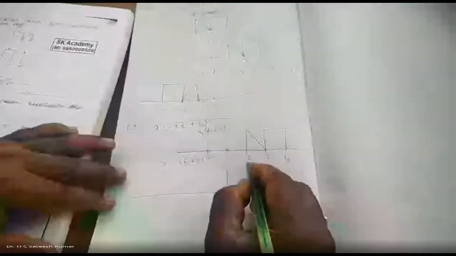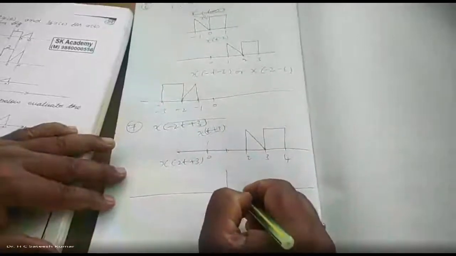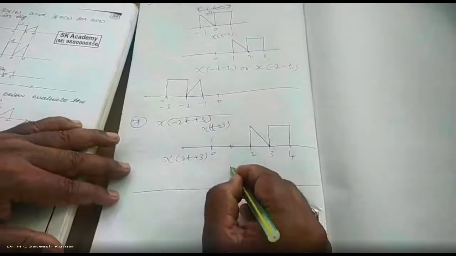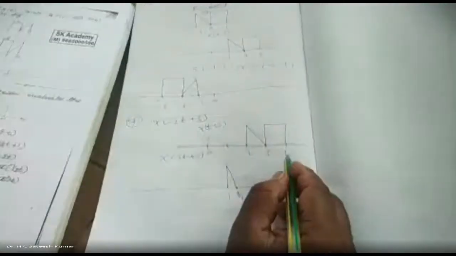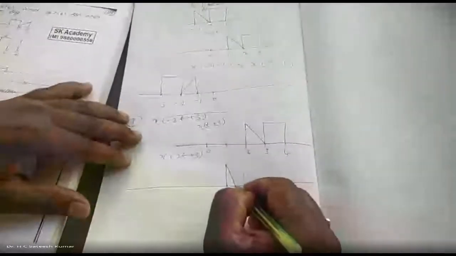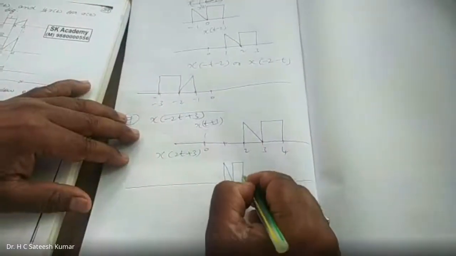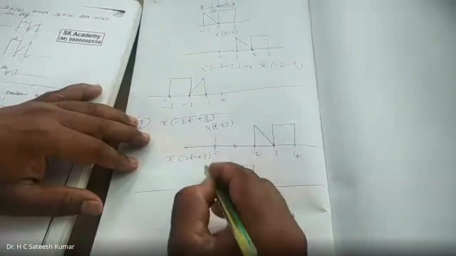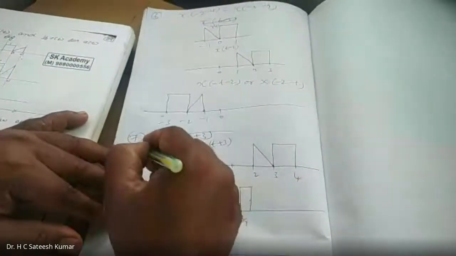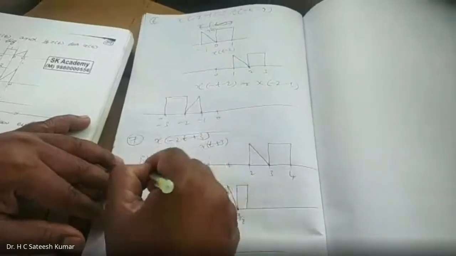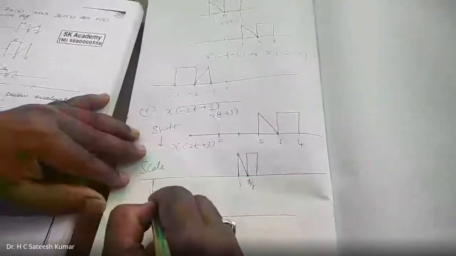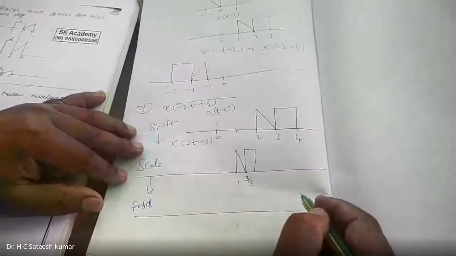So 3 by 2 means what? 1.5. So this is 1, this is 1.5. 3 by 2. 2t is equal to 4, therefore t is equal to 2. So therefore, this is your x of 2t plus 3. After shifting, scaling, folding next. This is shift, scale, then fold according to the precedence rule.